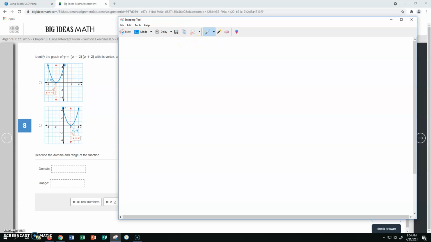And today is the 27th, or at least that's the day I'm recording this, for 27-21. This section is called Using Intercept Form. And it is lesson 8.5, so chapter 8, section 5.